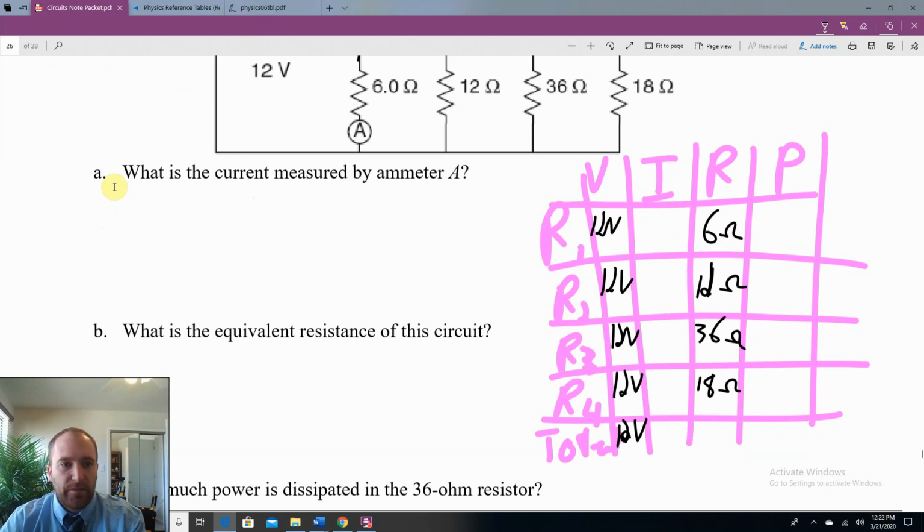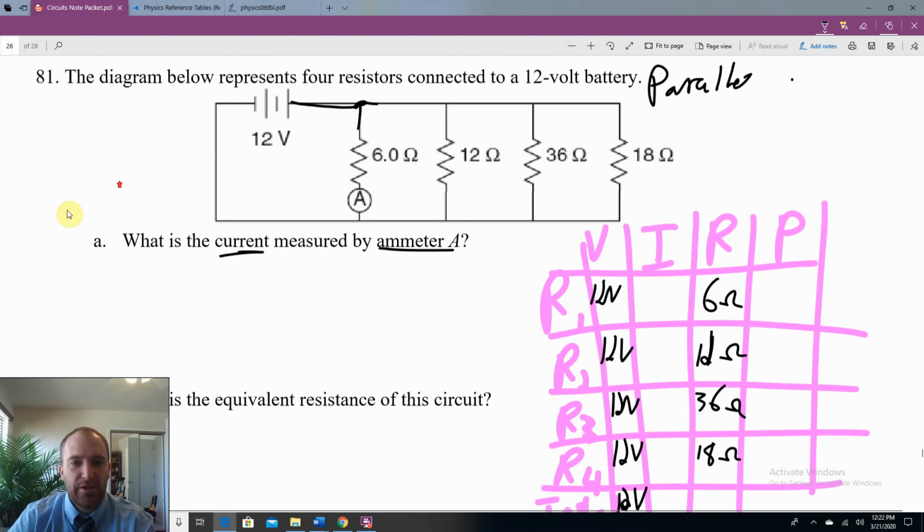Okay, let's go. What's the current measured by ammeter A? So we're looking for a current, and I didn't tell you which resistor. I just told you it's going to be this device right here. So we have to think about that a little bit. Which device do you think that measures?